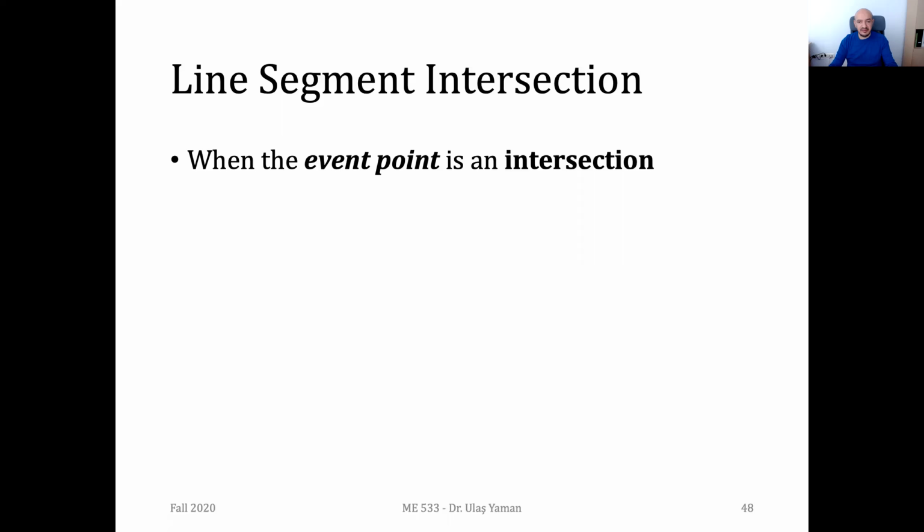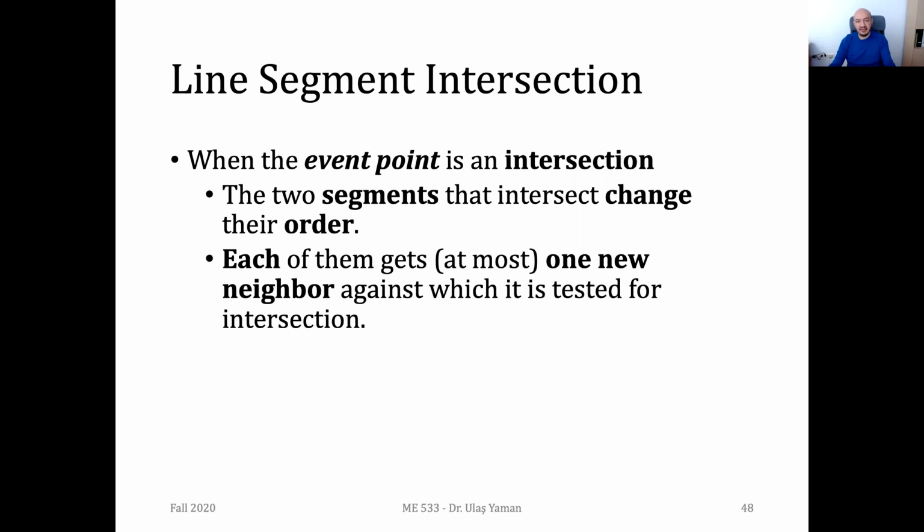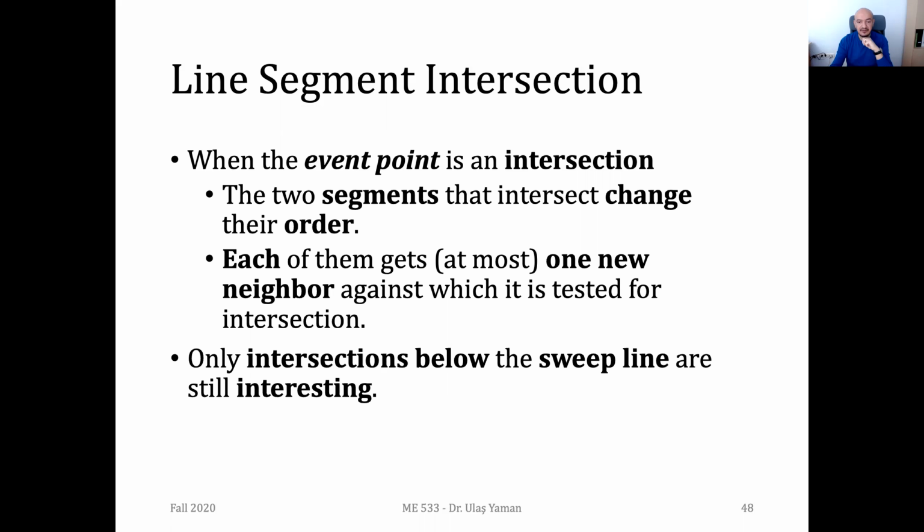Yes, what happens when the event point is an intersection? We know simply that they will change their order, and once they change the order, each one of them will have a new neighbor, unless it's the left or right end. Unless they're at the ends of the status, we need to again do some intersection tests between the new neighbors.